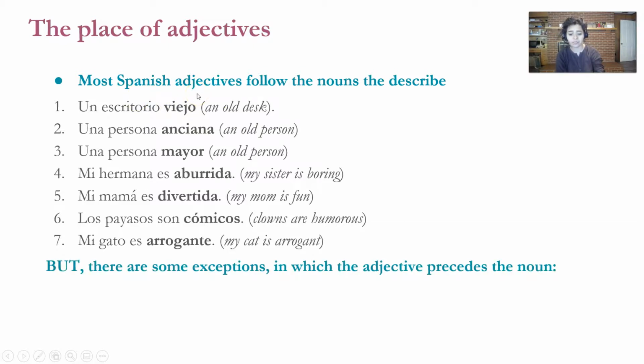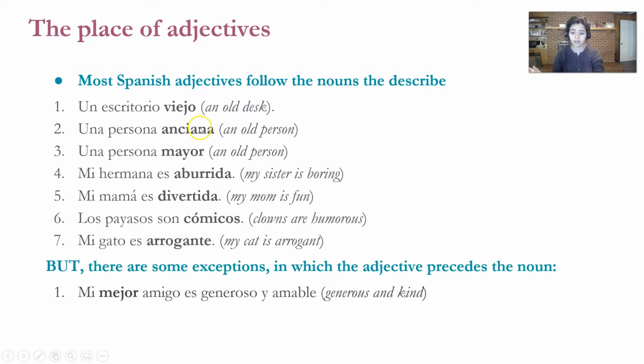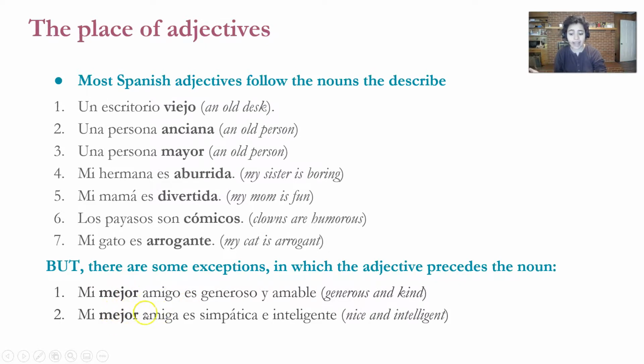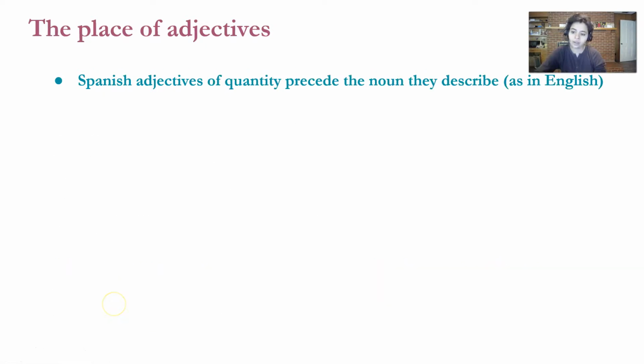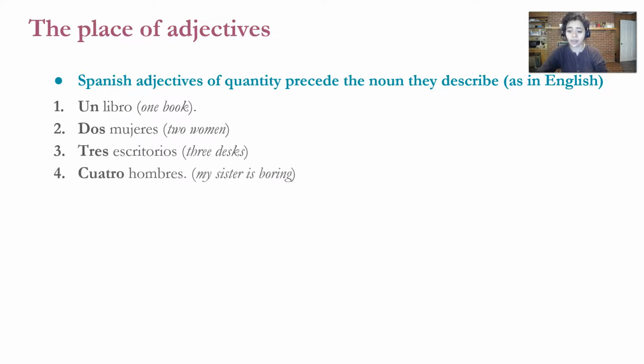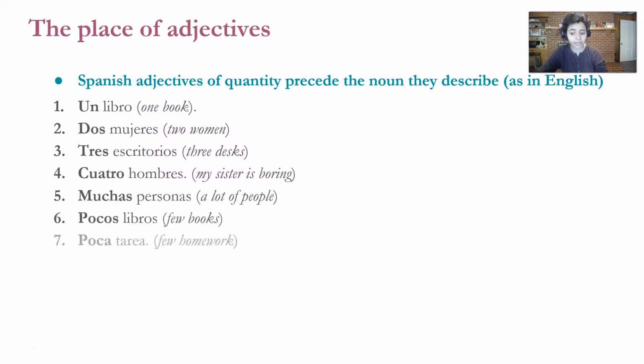But there are some exceptions in which the adjective precedes the noun. For example, mi mejor amigo, this adjective precedes the noun. Mi mejor amiga, again, this adjective precedes the noun. Also, Spanish adjectives of quantity precede the noun they describe, as in English. By quantity, I refer to numbers, but also to adjectives like a lot or a few. So, un libro, dos mujeres, tres escritorios, cuatro hombres, muchas personas, pocos libros, poca tarea, muchos estudiantes. Adjectives of quantity precede the noun they describe.